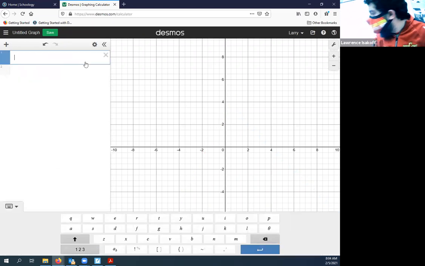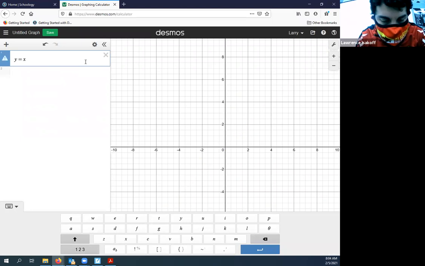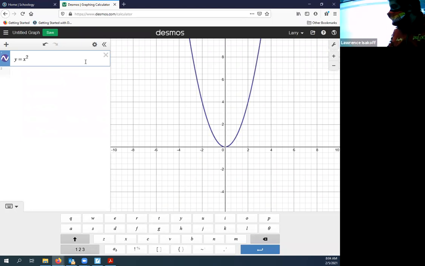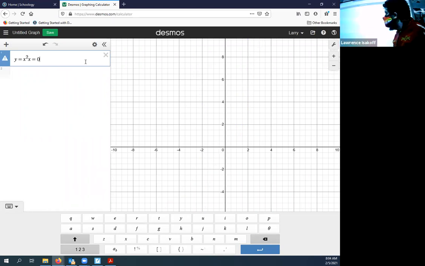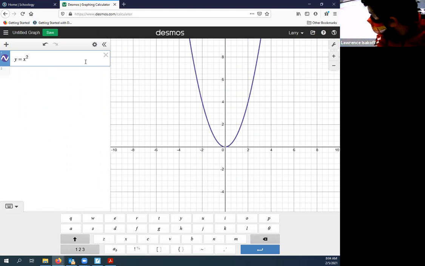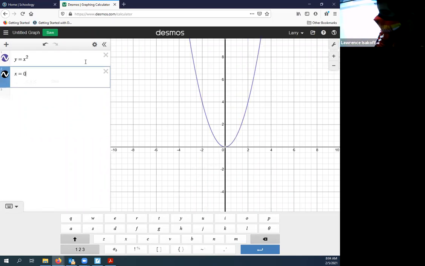So an even function, y equals x squared, it is symmetrical about the y-axis. So if I go x equals 0, whoop, x equals 0, this black line, the blue is symmetric about this line. That's what it means to be an even function.